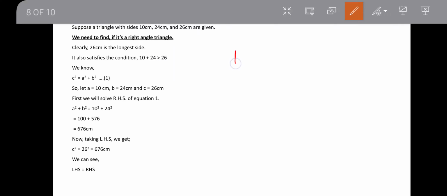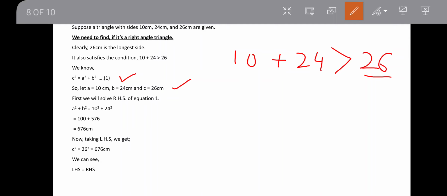And we know that 10 plus 24 is greater than 26, like the condition that the sum of the two sides of a triangle should be greater than the longest side, which is 26. And the longest side, 26, means it is the hypotenuse. Now let's see. From Pythagoras theorem, c square is equal to a square plus b square. Now let's suppose a is 10 centimeters, b is 24 centimeters, and c is 26 centimeters.